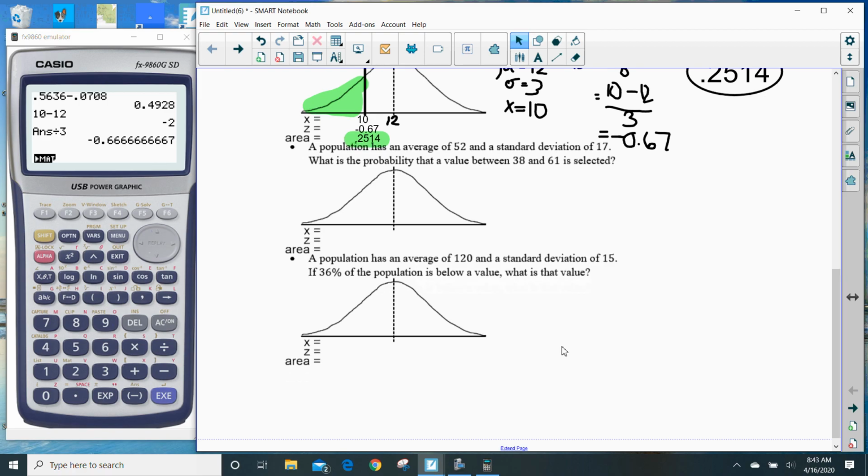Okay, getting a little bit more complicated. So here we have an average of 52, standard deviation of 17. What is the probability that it's between 38 and 61? Between 38 and 61.